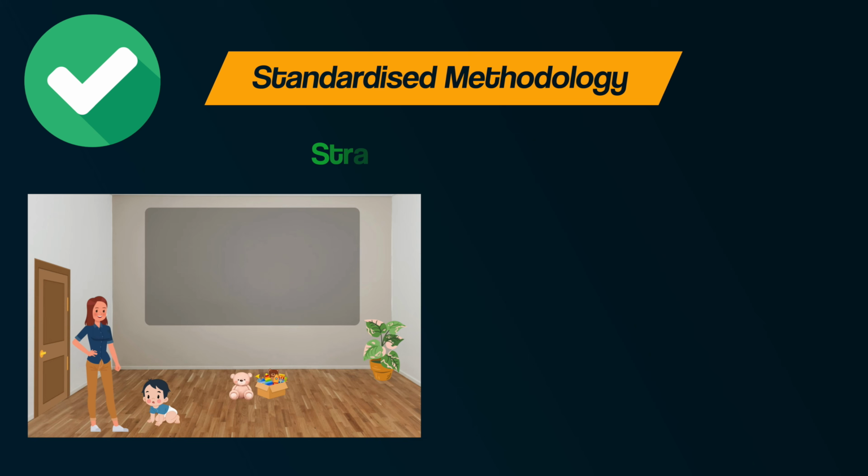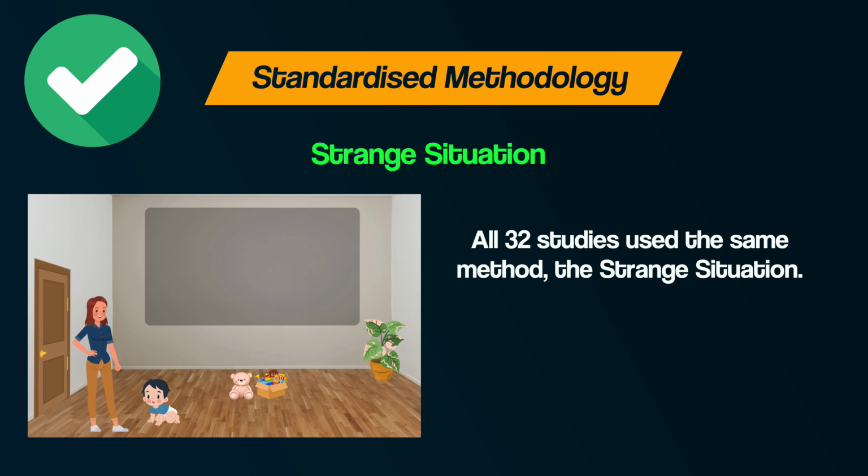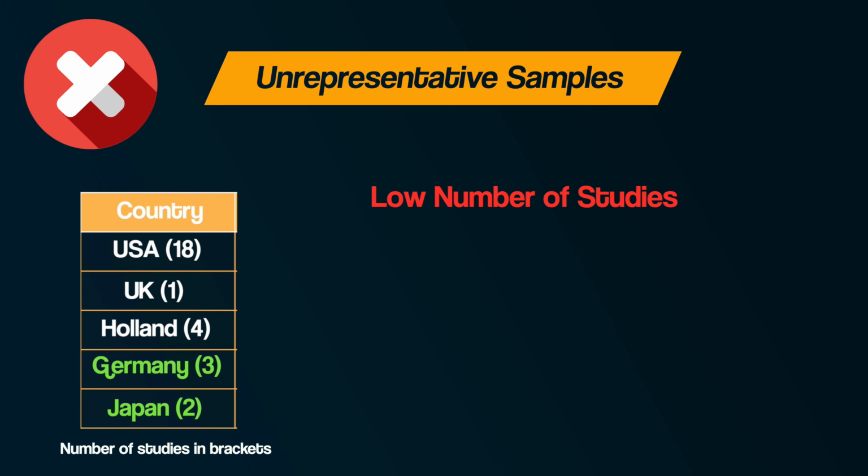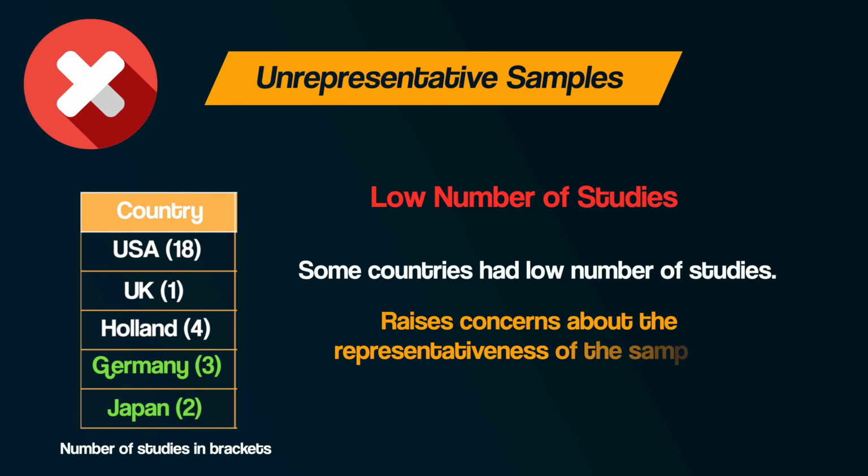Now let's evaluate cultural variations in attachment. A key strength of the research into cultural variations in attachment is its standardized methodology, as all 32 studies use the same method, the strange situation. This consistency allows for accurate comparisons of attachment behaviors across cultures without the interference of extraneous variables. However, a limitation of the meta-analysis is that some countries had a low number of studies, which raises concerns about the representativeness of the samples.